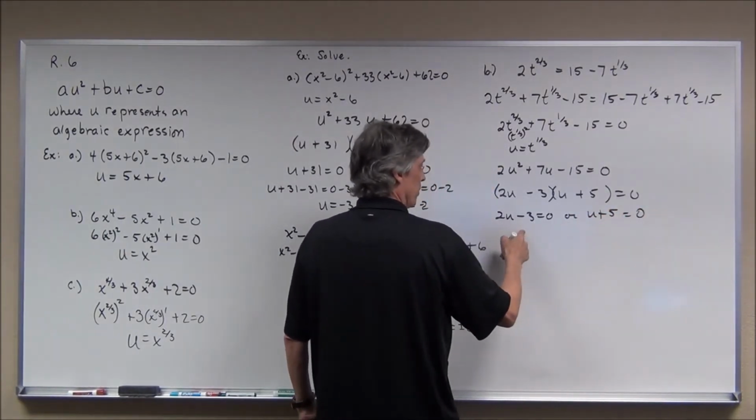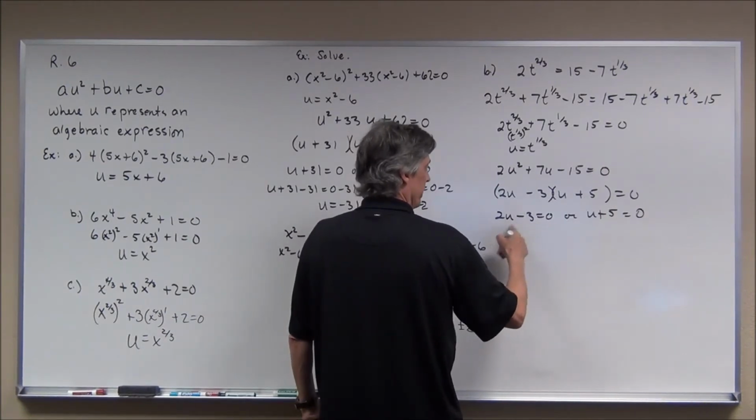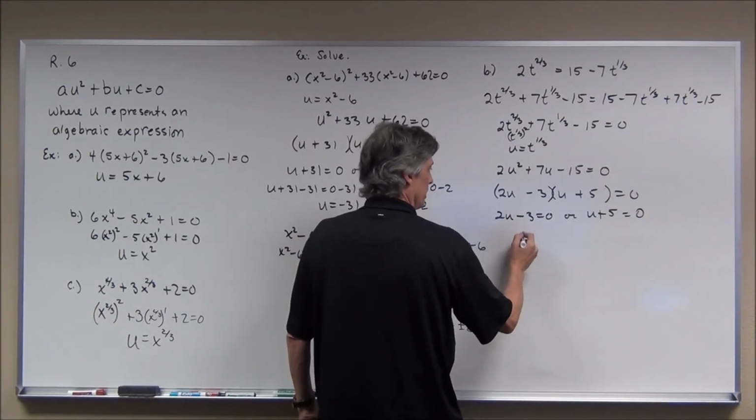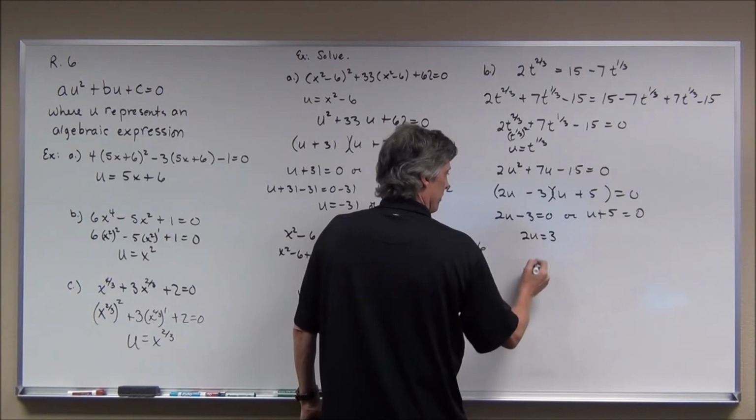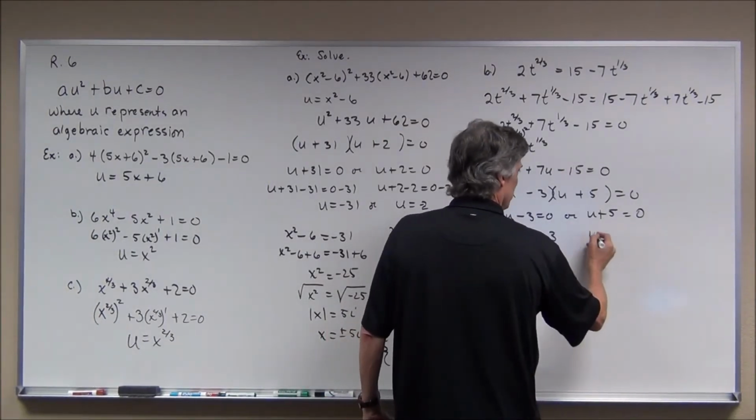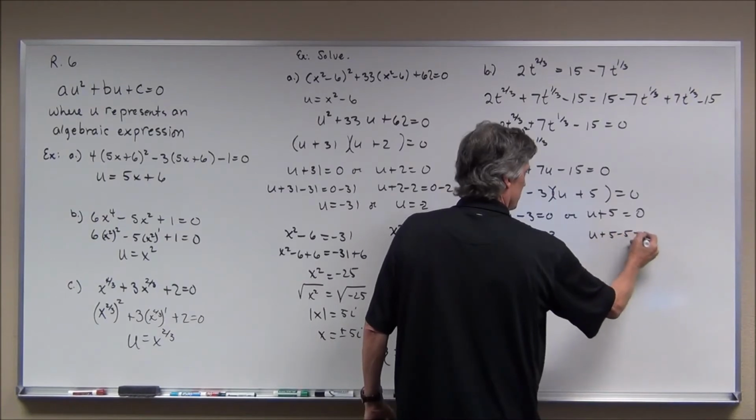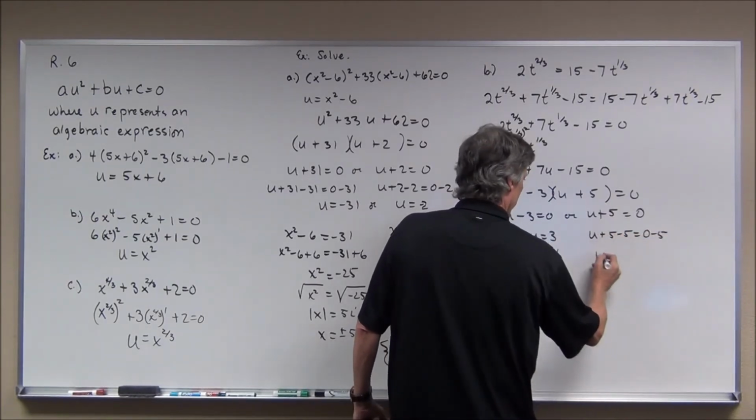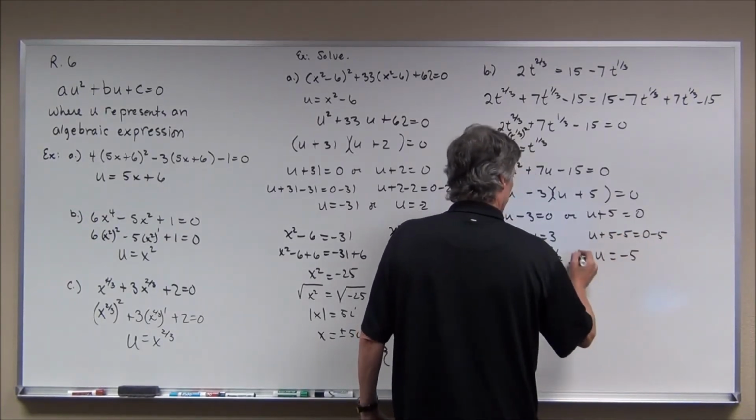I'm going to solve each one of these. I'm going to add 3, and then I'm going to divide by 2. I'm a little lazy, so I'll just write it like this. Here I'm going to subtract 5 from both sides. I'll go ahead and match it up so that it balances out height-wise. And I have u is equal to negative 5.